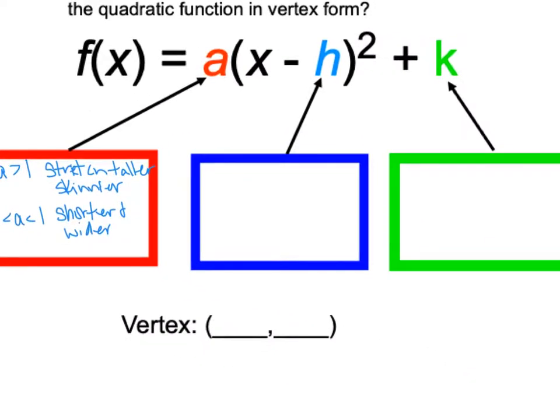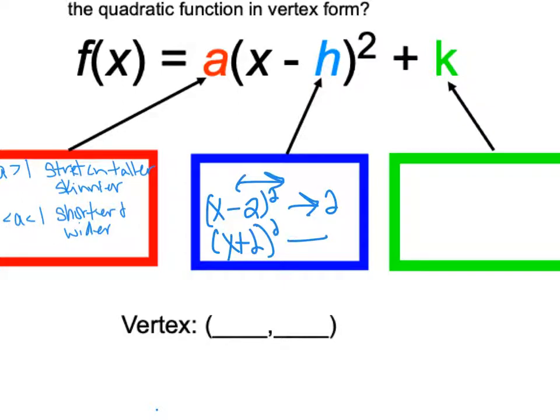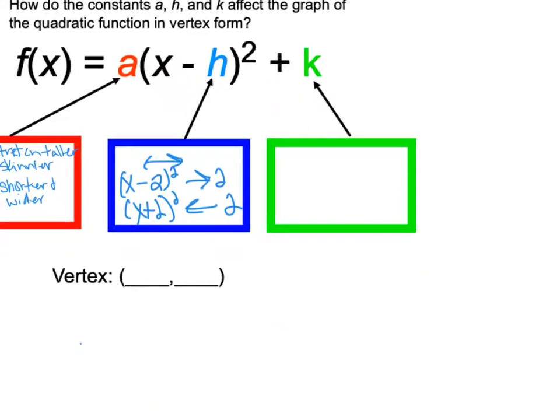Okay, the H value, remember, H tells us left and right, and that tells us how many units left and right we are going to go. So if it is x minus 2 squared, for example, that means that we would move to the right 2, and if it was x minus 2, or excuse me, x plus 2 squared, that means we would move to the left 2. K is that value that tells us up and down. So whatever that is, if it was x squared plus 6, that means we would go up 6. If it's x squared minus whatever number, 5, that means we would go down 5.